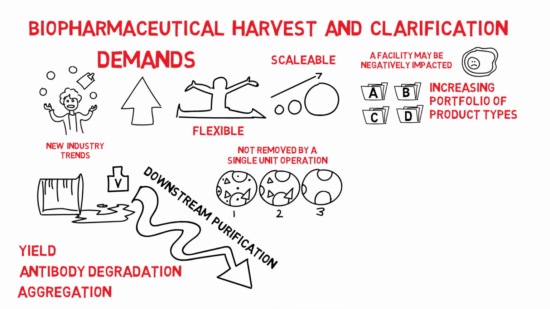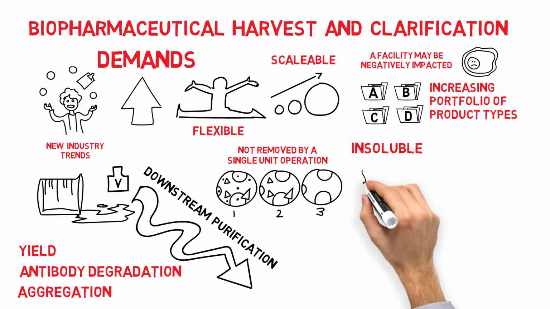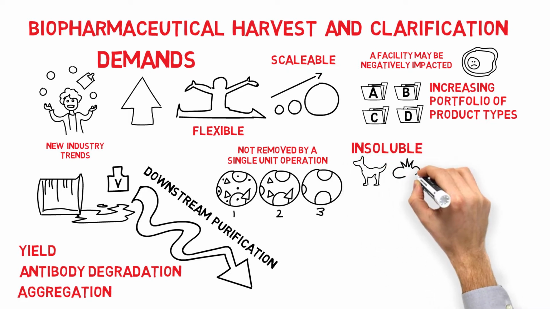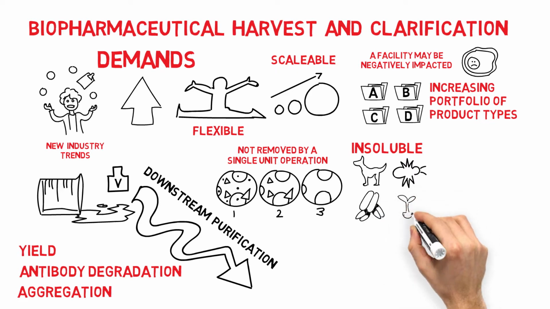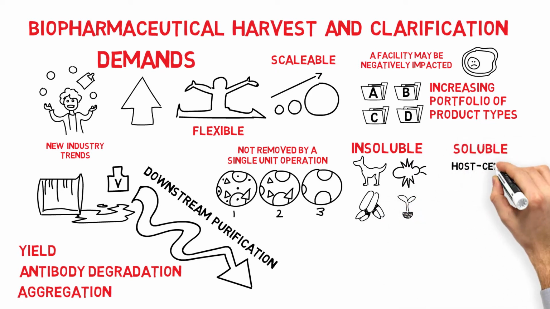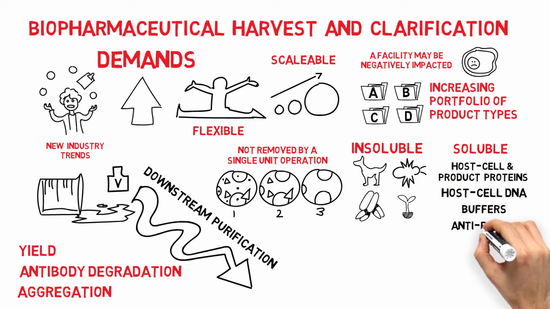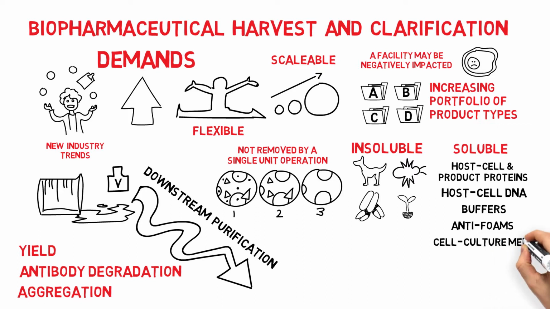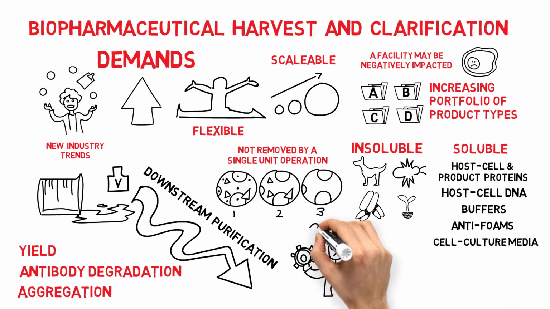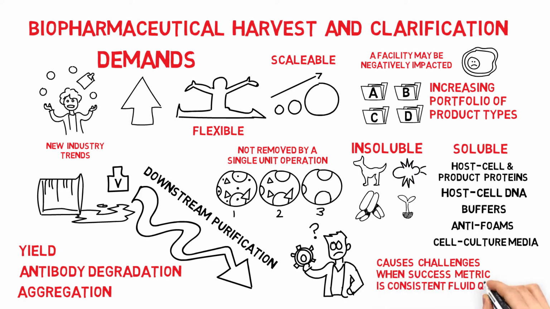a single unit operation. The combination of the insoluble cells and cell debris, for example, mammalian, insect cells, bacteria, and plant, and the cell culture soluble components, for example, host cell and product proteins, host cell DNA, buffers, antifoams, and cell culture media, can cause challenges with established clarification technologies when the success metric is defined as consistent fluid quality for downstream purification.